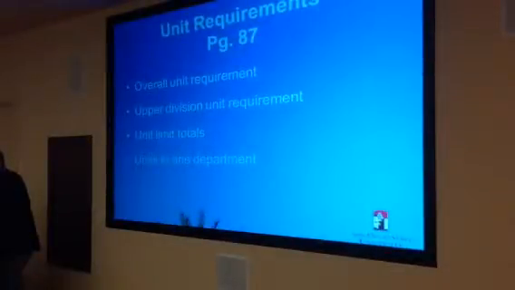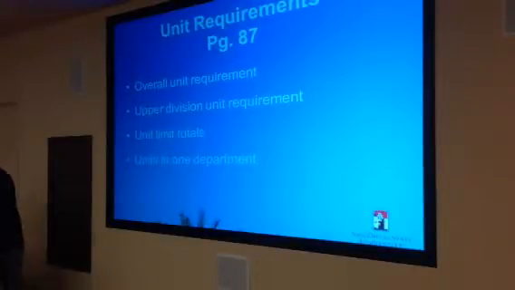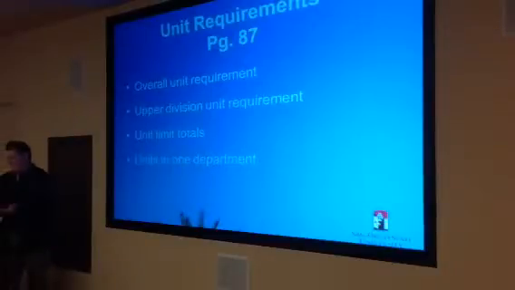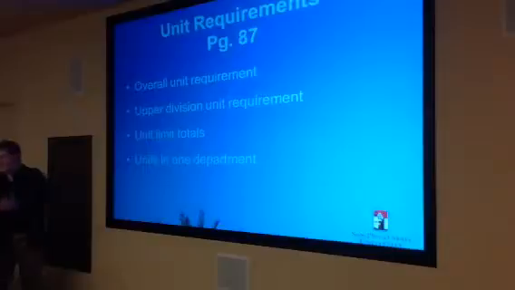GPA in liberal arts and sciences. And what page is that found on? 429. Okay, and what is the overall unit requirement? 120, that's correct. And what page is that found on? 87. 89 on that one, that's the wrong page number.